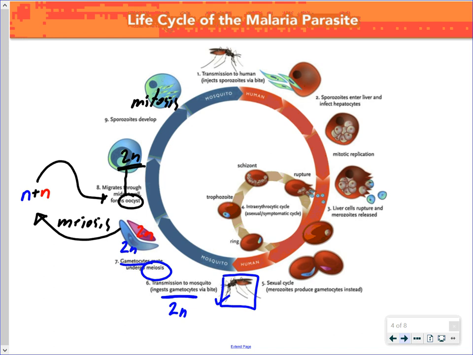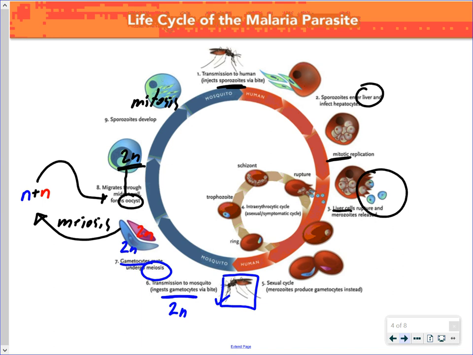So now the mosquito is going to bite the human and it's going to pass on these sporozoites into the human through the saliva of the mosquito. So once it reaches the human, it's going to make its way to the liver. And then we're again going to have mitosis taking place. So mitotic replication. Eventually, those liver cells are going to rupture, releasing a whole bunch of these parasites.